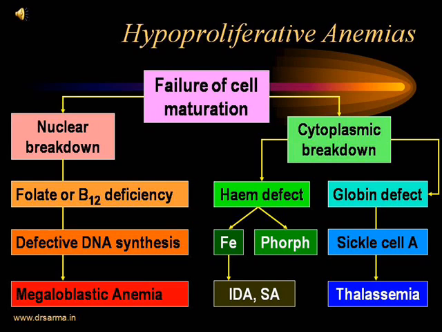The nuclear problems are in general due to folate deficiency or vitamin B12 deficiency and result in megaloblastic anemia. Cytoplasmic breakdown can be due to heme defect or globin defect. Heme defect in general is due to iron deficiency or sideroblastic anemia. Globin defects could be sickle cell anemia, thalassemia and related hemoglobinopathies.